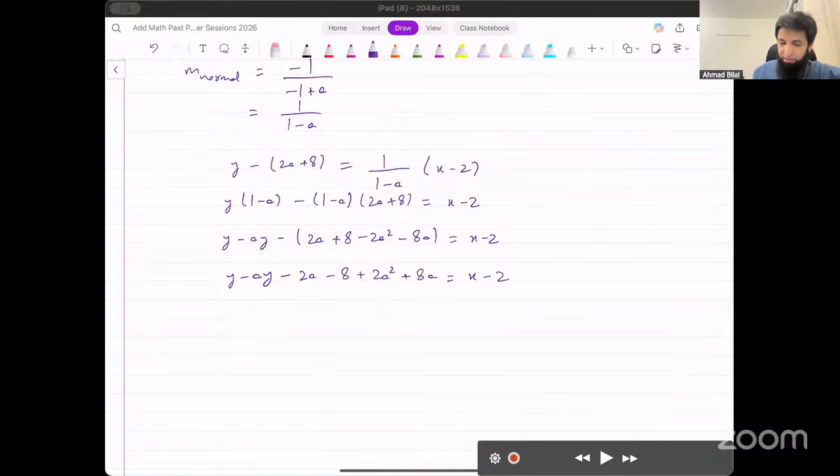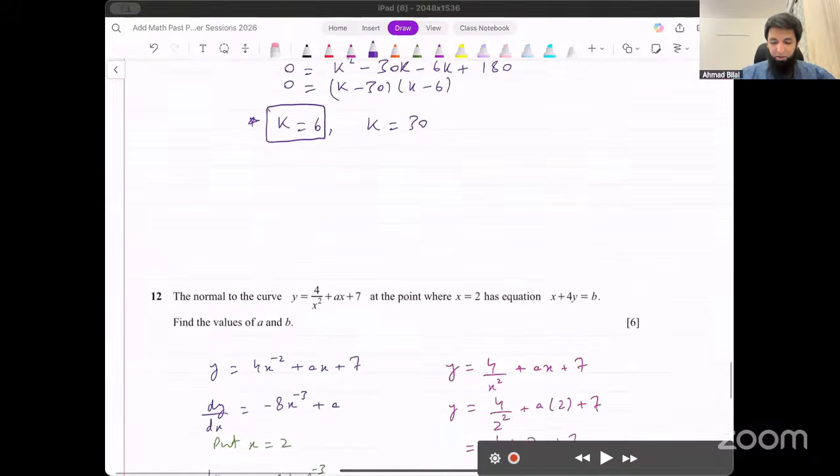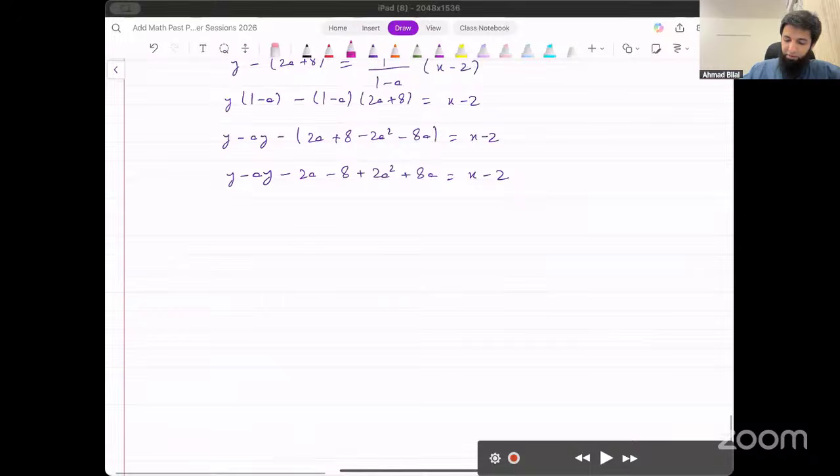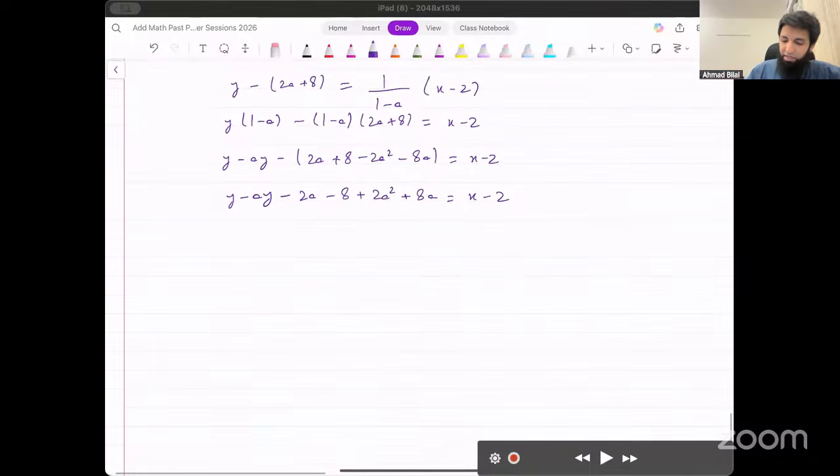Now the equation that they want at the end is this. So we want x and y terms on one side, only a constant on the other side. Let's convert it to that form. x and y terms on one side. We've got x on the right side already. Let's take all the y terms to the right as well. And that'll become x minus y plus ay. All the constants on the other side.